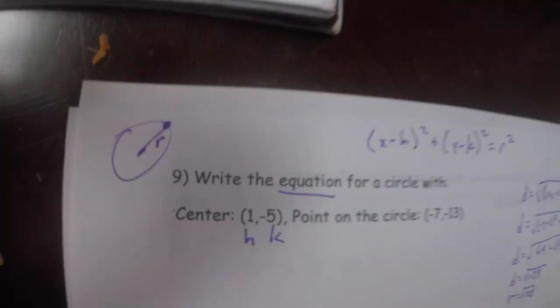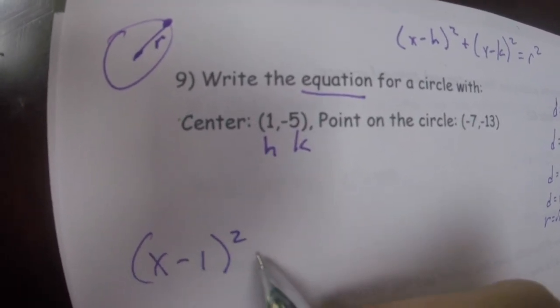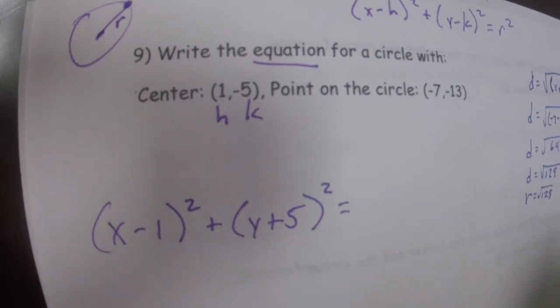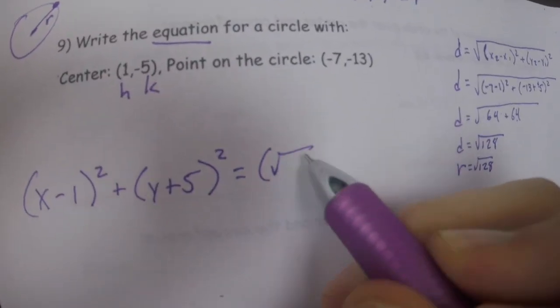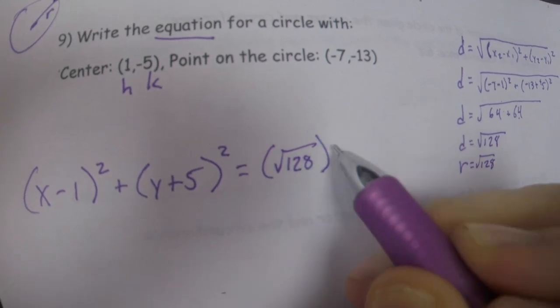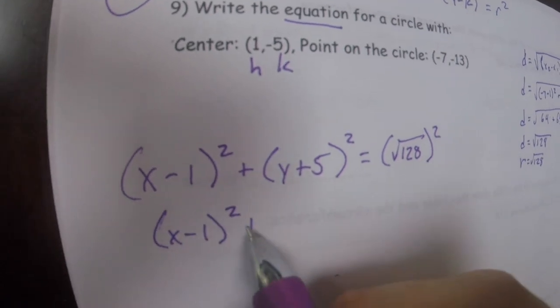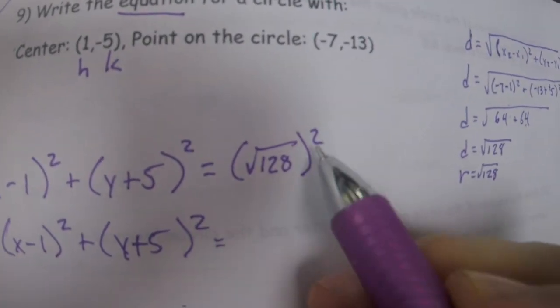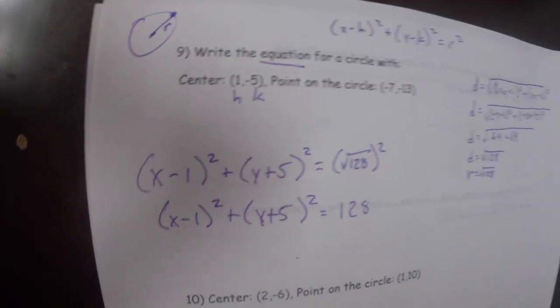All right? I have my center. I have my radius. Now I'm just going to pop it in. X minus 1 squared plus y plus 5 squared equals radical 128 squared. And you can skip this step if you want. I'm just reminding you, okay? That I could rewrite this as radical 128 squared is 128. There's your equation.